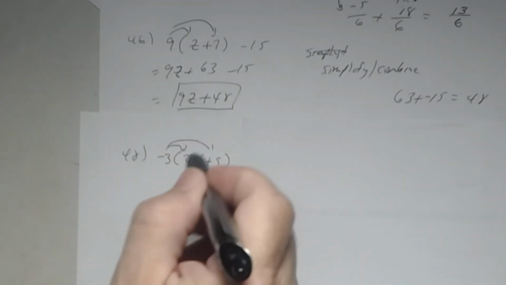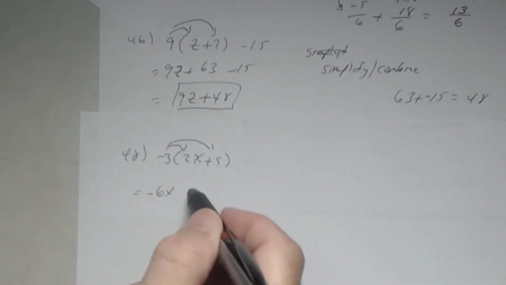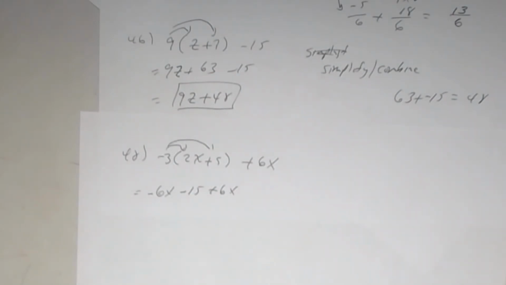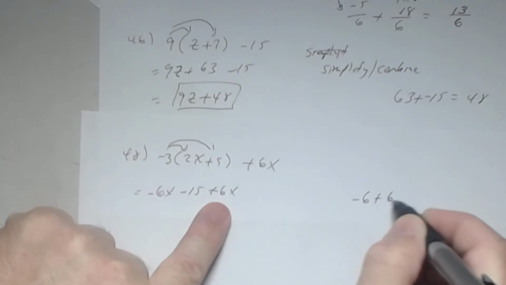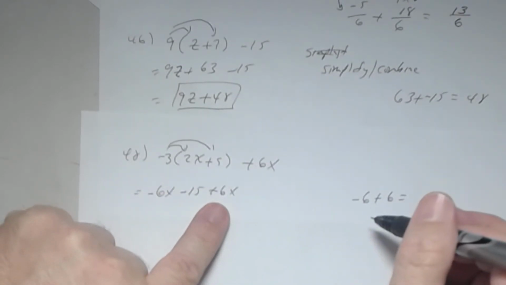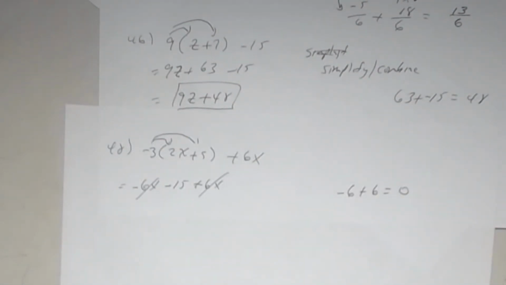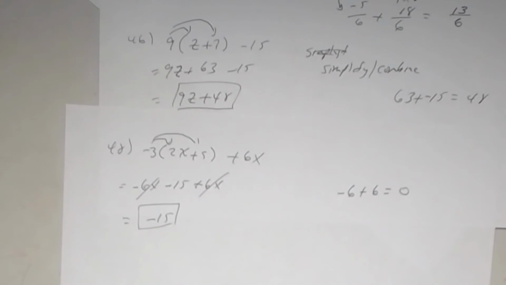Distribute. So what's a negative 3 times 2x? What's a negative 3 times a positive 5? Very good. But I also have a what there? A positive 6x, right? Okay, so that's where I'm at. So now what do you think I want to do with this? Combine like terms. Right, so the x is right. So what's this coefficient right here? What's negative 6 and 6? We talked about that. They're opposites, right? So you get 0. So the 6x's cancel out. So what's the only thing left? Negative 15. That's how you do it.